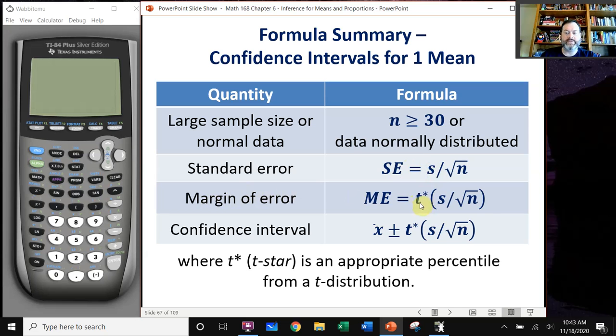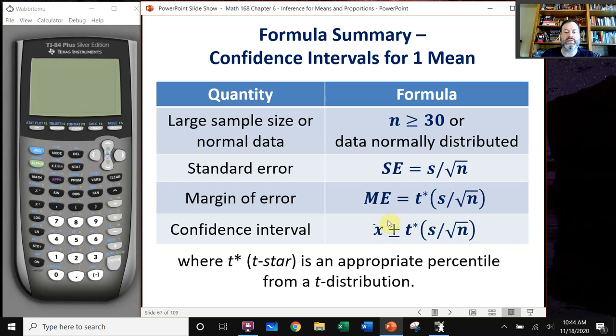Margin of error is just t star times s over square root n, right? Remember, the margin of error is everything on the right side of the confidence interval. So that hasn't changed since chapter 3. And the confidence interval is x bar plus or minus t star times s over square root n.